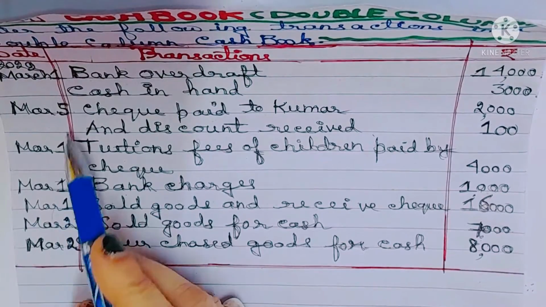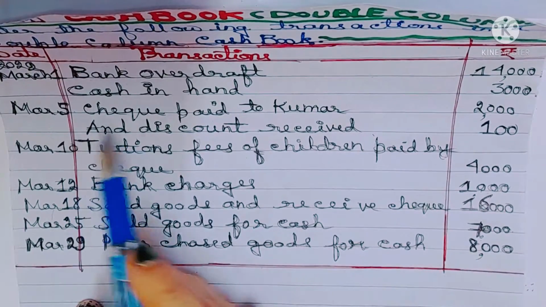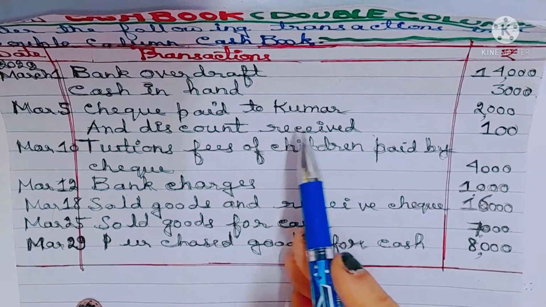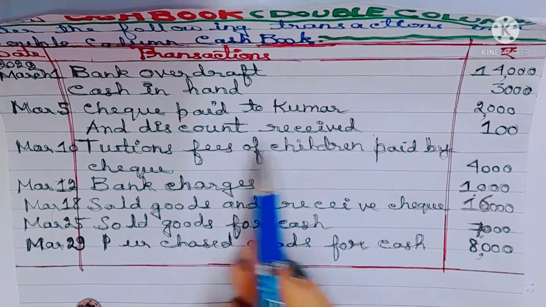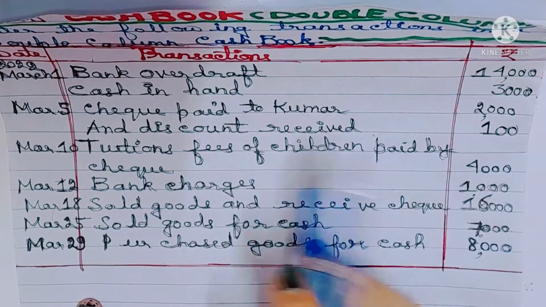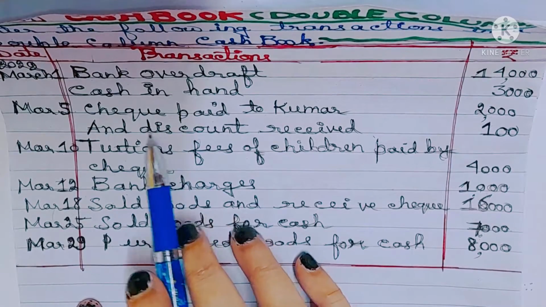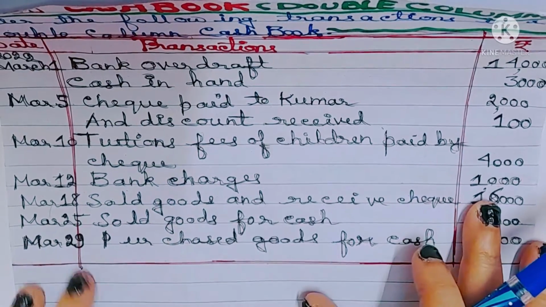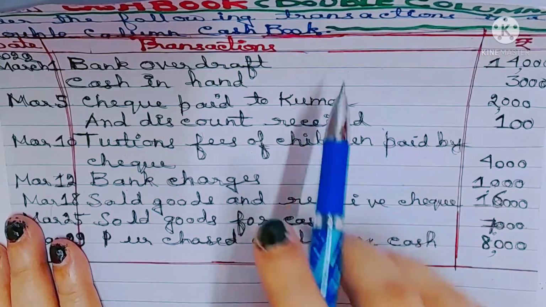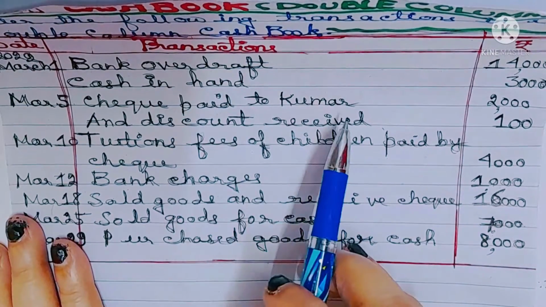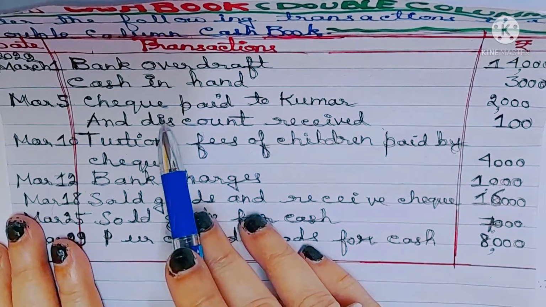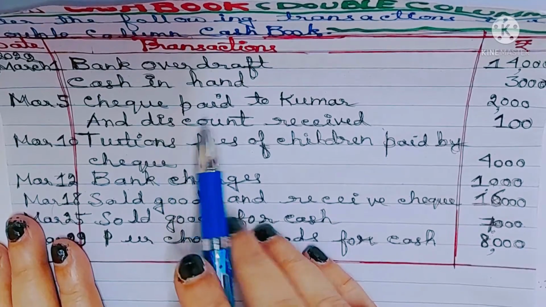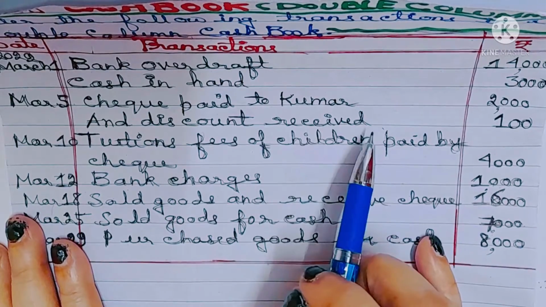The next transaction is on 5th March, check paid to Kumar 2,000 and discount received 100. So what will be the journal entry for this check paid to Kumar? The journal entry will be Kumar account debit to bank account. See, check is mentioned, so we'll have to write bank account. So Kumar account debit to bank account.